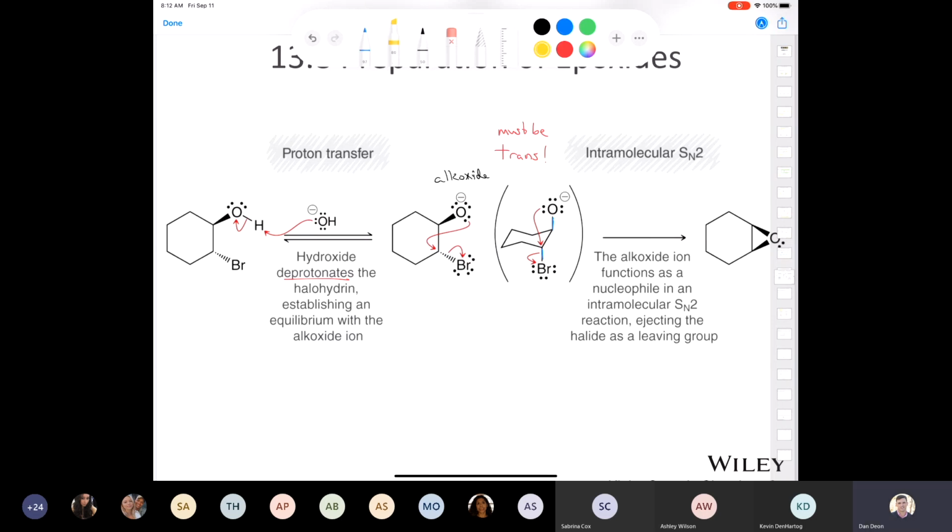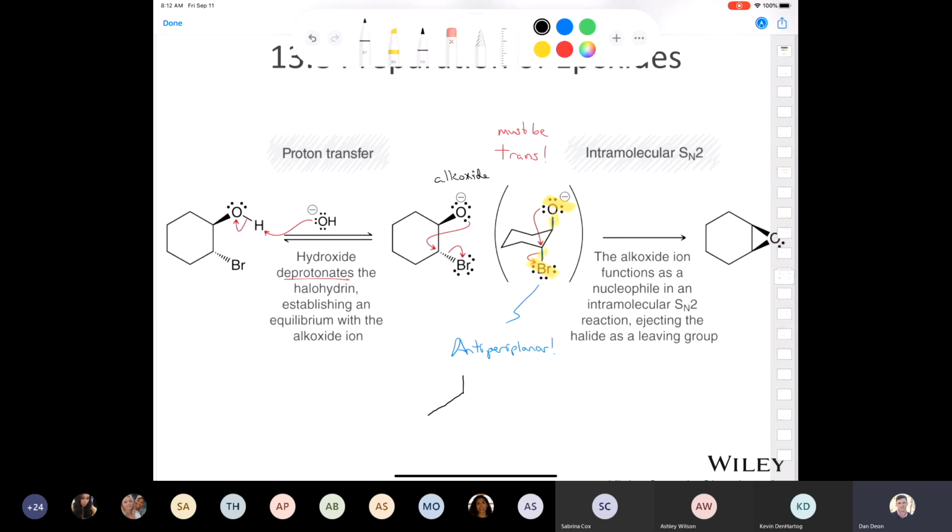So you can see that this group, let me highlight it, this group and these bonds are antiperiplanar to each other. And they have to be antiperiplanar in order for that SN2 reaction to occur. Remember, you can draw antiperiplanar with a sawhorse diagram.